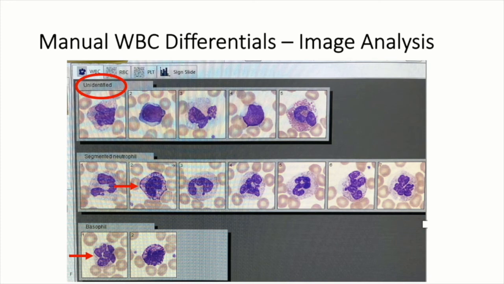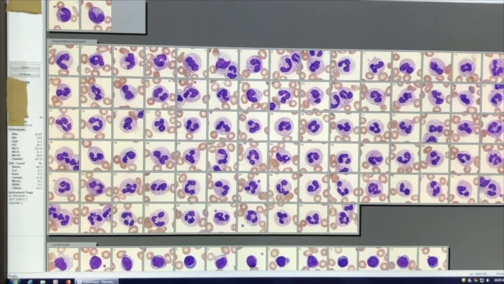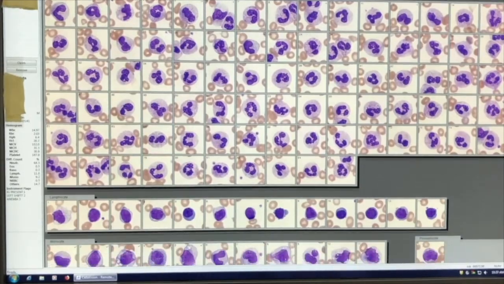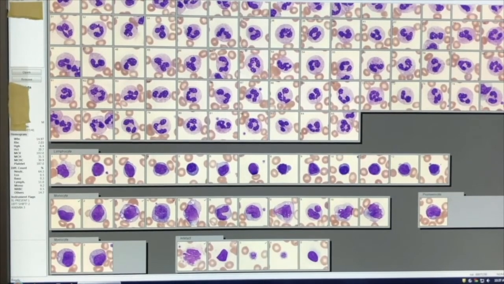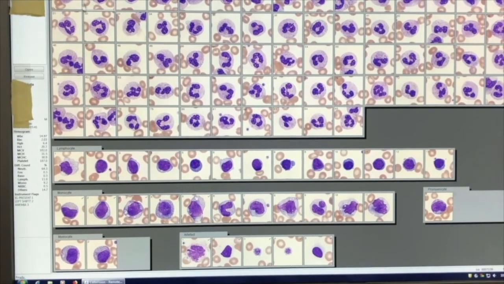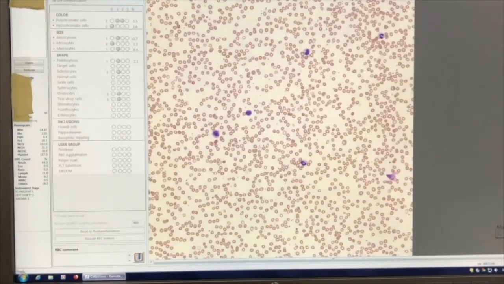In addition, when abnormal white blood cells are present, the technologist will generally perform a manual review of the entire slide under the microscope to further verify the differential count. This is a differential count being performed on images obtained from a patient with neutrophilia. At the top of the screen, we see a predominance of segmented neutrophils, fewer lymphocytes, monocytes, and some immature granulocytes at the bottom of the screen.